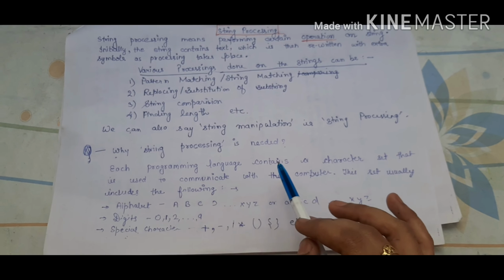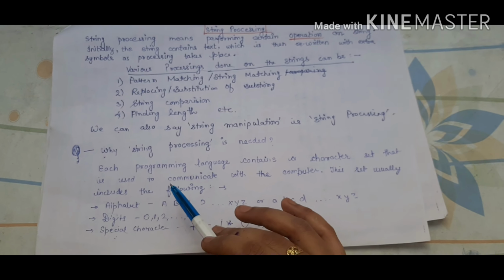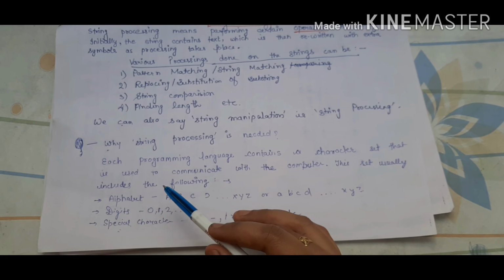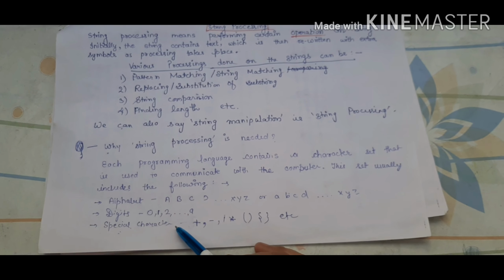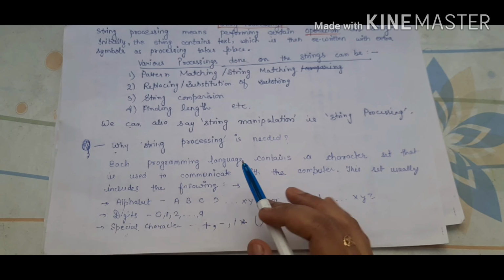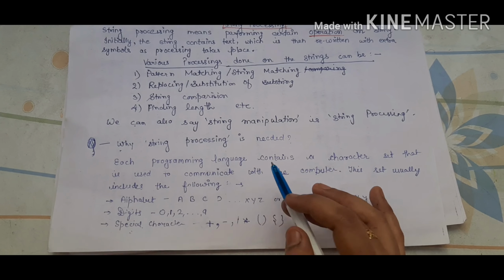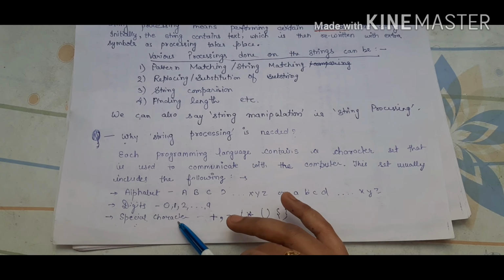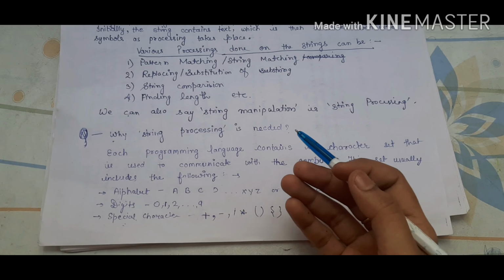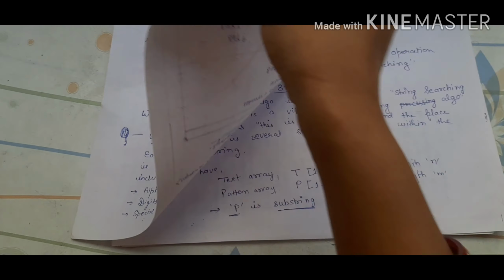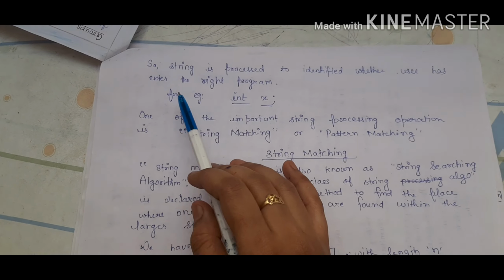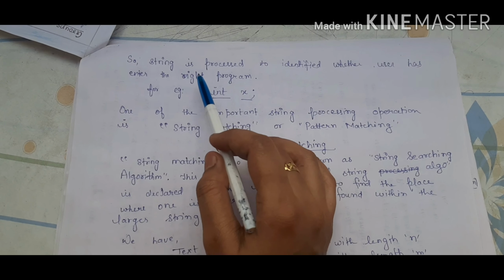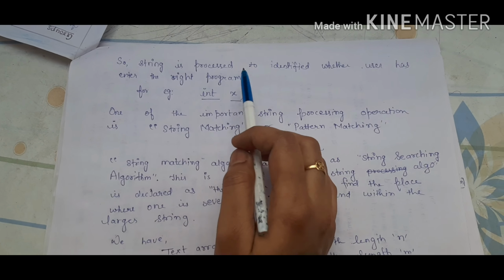Each programming language contains a character set that is used to communicate with the computer. This set usually includes alphabets, digits, and special characters. Whatever program we write, in any language, is written with the help of these basic characters, that is the alphabets, digits, and special characters. The combination of these makes a programming language. So string is processed to identify whether the user has written the right program or not.